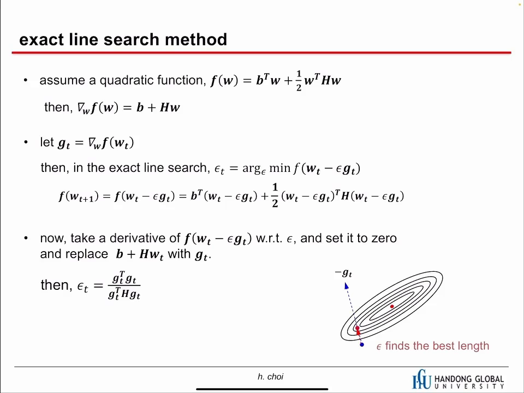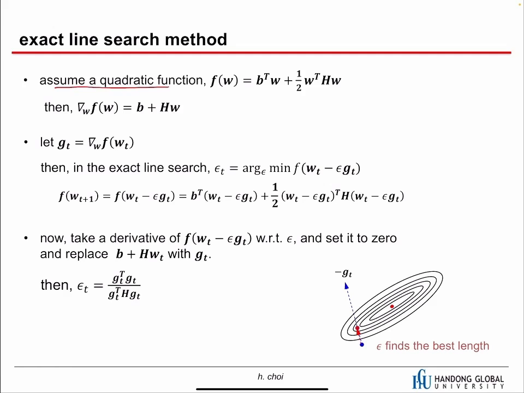Okay, so in the previous slide, we talked about the line search method. The line search method will find the best epsilon, the best learning rate. It is not finding the best direction. It assumes that we have a direction based on the gradient. Given this direction, what is the best step size? What is the best learning rate?